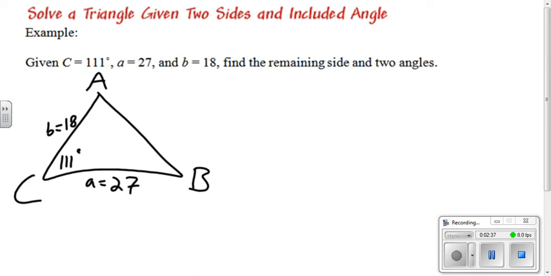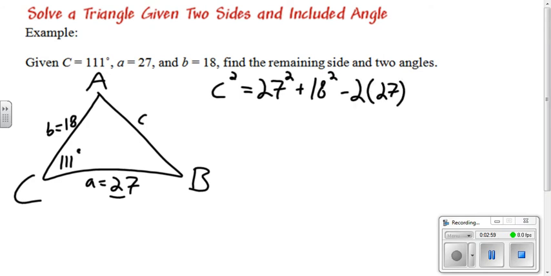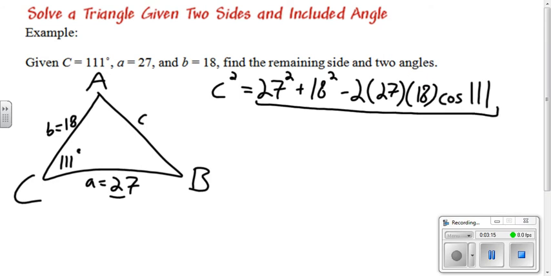So to get our first one, we need little c. And we know that little c squared equals 27 squared, that's our little a squared, plus little b squared, so 18 squared, minus 2 times the amount 27 times 18, again that's our little a and our little b, times the quantity cosine of C, which is 111.